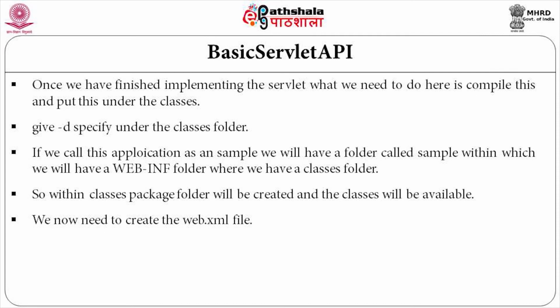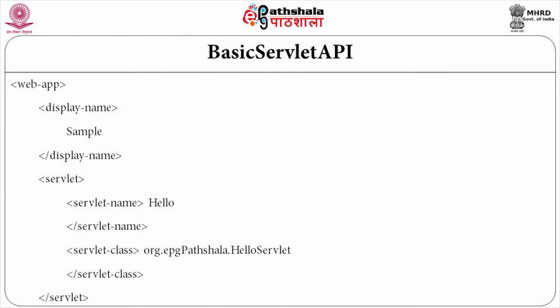We will now need to create the web.xml file. In the web.xml file, we know web-app, slash web-app, display name, let us call it sample application. Currently in this application we have no initialization parameters, so we are not putting any context parameters, but we are going with one servlet, or maybe we can create two instances of the servlet. So, we have a servlet with servlet name as hello.